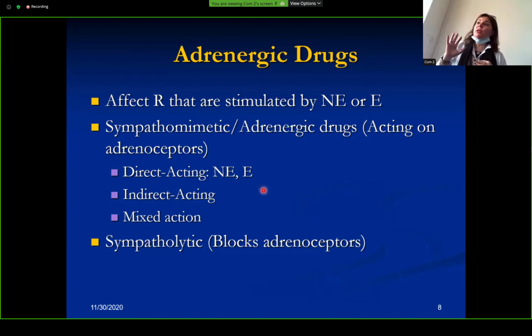We have indirect acting. What do you expect to be the effect of indirect acting? By affecting the enzymes, like degradation enzymes, not anything that has to do with the receptor. And then we have mixed action, which means both direct and indirect. If you have a medication that increases the adrenoreceptors and we have more norepinephrine, it's more excitatory effect. We have the sympatholytics, which you will hear about on Thursday, mainly blockers, blocking and more into the heart.